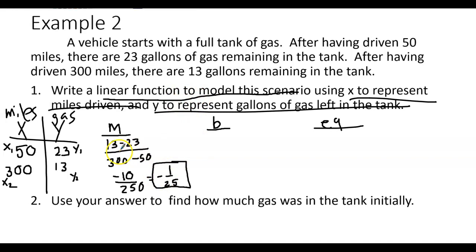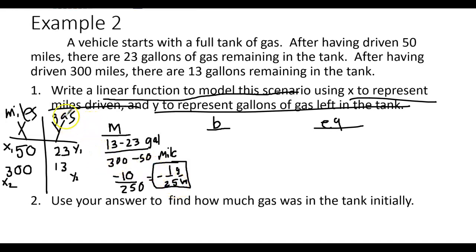Now, 13 and 23, those are gas gallons, right? So those are gallons of gas. 350, those are miles. And so what this means is we have gas over miles here. So the gas in my tank is decreasing because it's negative, at a rate of 1 gallon every 25 miles.